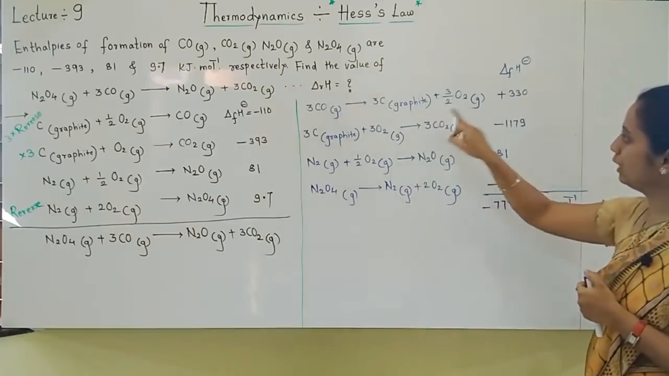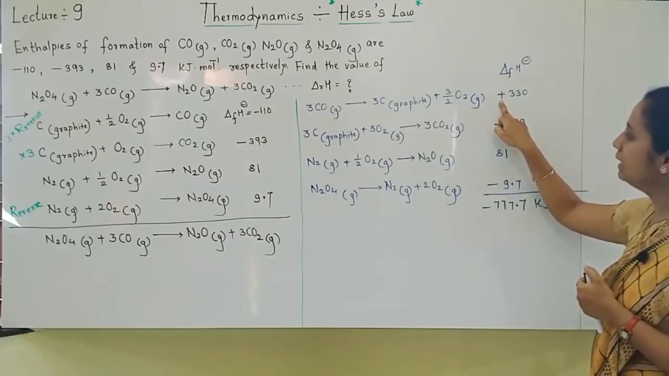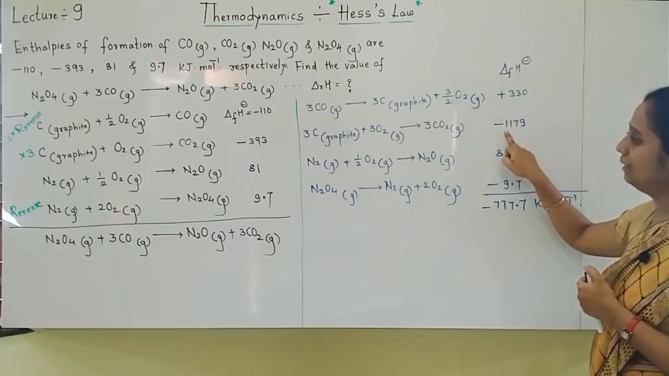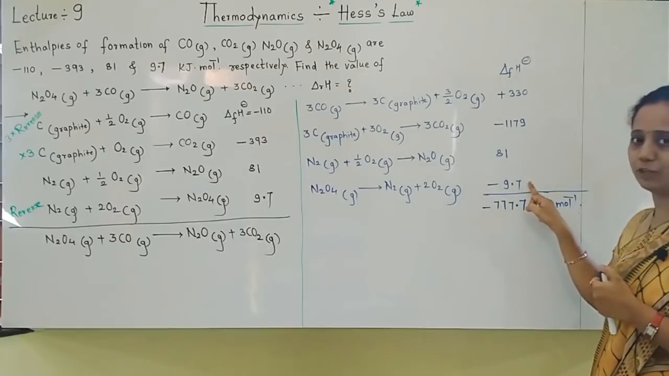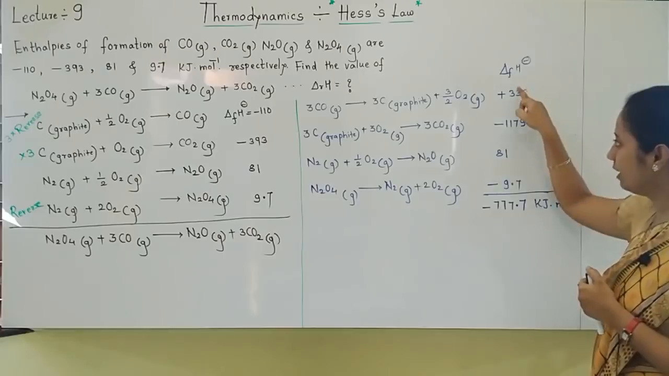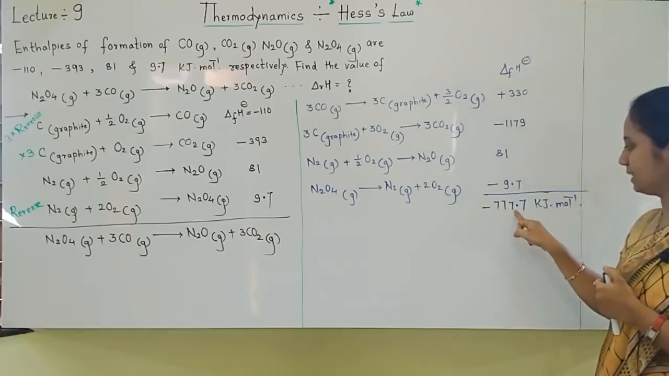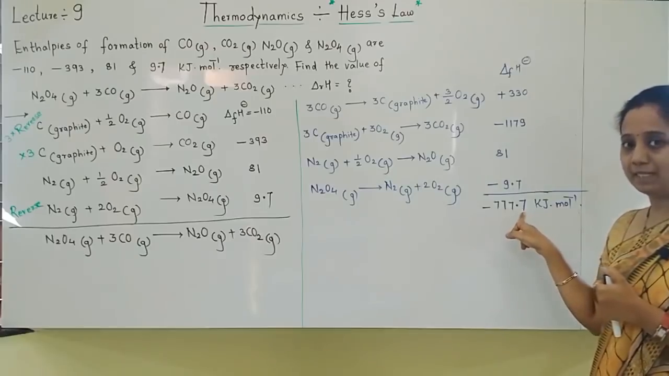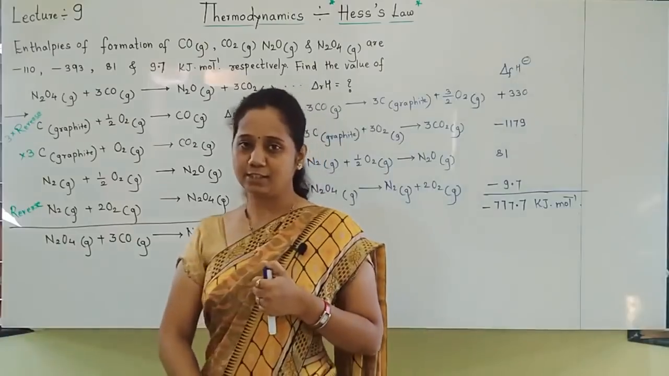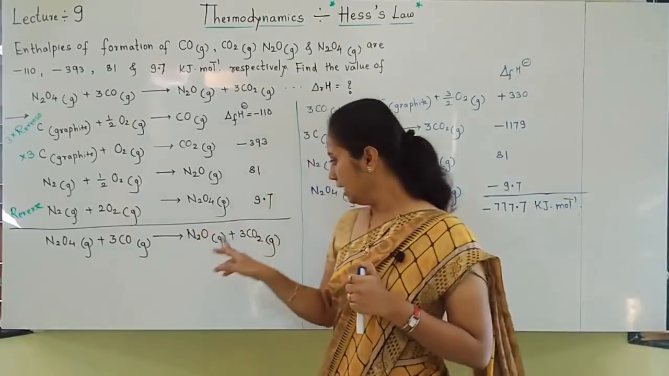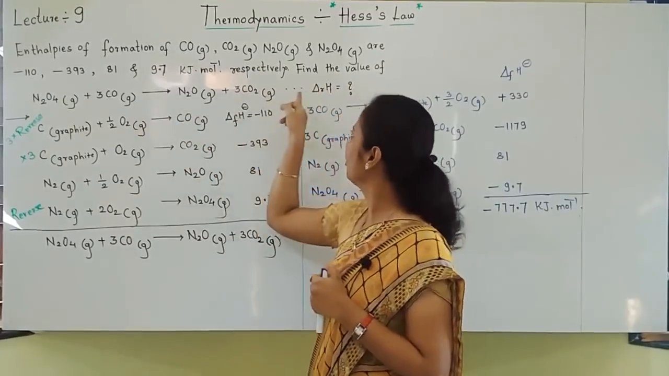First was negative, it became positive because it is reverse, multiplied by 3 also. Next multiplied by 3. Next as it is, and fourth equation only change the sign because fourth equation is only reverse. When you will add all these, then you will get answer minus 777.7 kilojoules per mole. This answer you should get. This is the value for this equation.